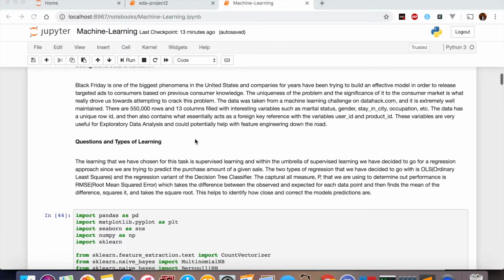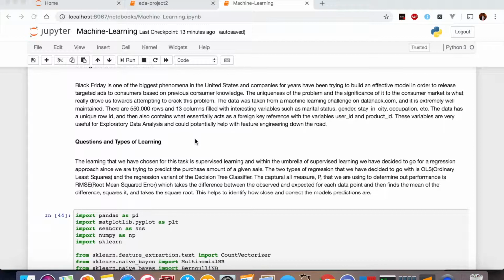In order to approach this problem, we are using two types of learning. The first is the classic OLS, the ordinary least squares method, in which you're running linear regression in order to predict the purchase price. The second model that we decided to go with was a decision tree classifier, in order to see if the model reacted better to going down various routes given certain categorical variables.